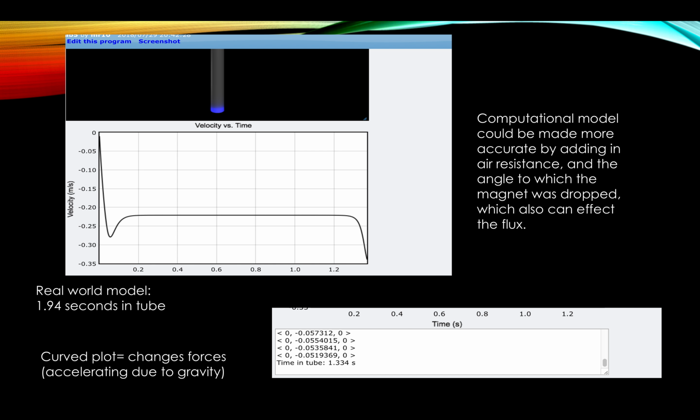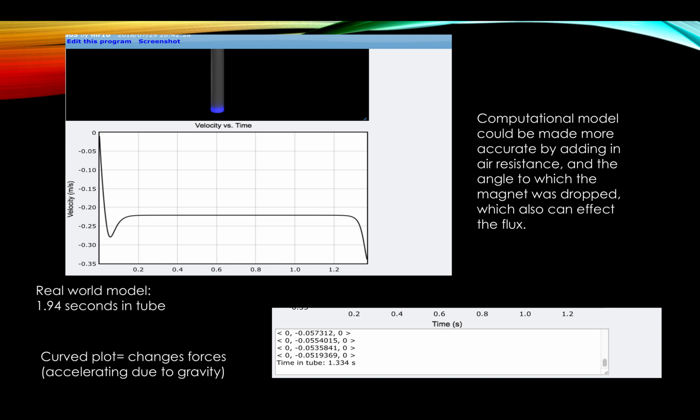The time that the computational model took was 1.334 seconds in the tube, but the real-world model was 1.94 seconds in the tube. The differences are caused by inaccuracies in the computational model that could be fixed. Air resistance was not taken into account in the computational model, which slows the magnet down more, as can be seen by the real-world model being longer.